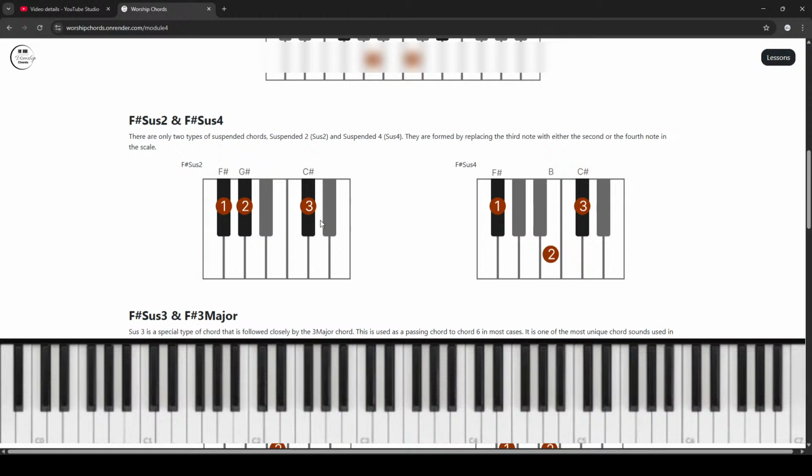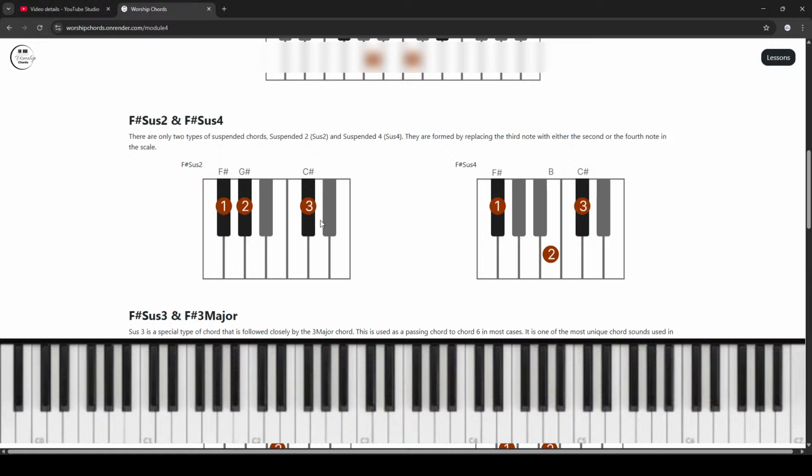Now how do you use the suspended chords? You have to understand that suspended 2 is the most used suspended chord. And how do you use it? Suspended 2 is usually used on behalf of 5. So once you enter chord 5, you don't just press note 5. You use suspended 2 and then you enter 5 completely.